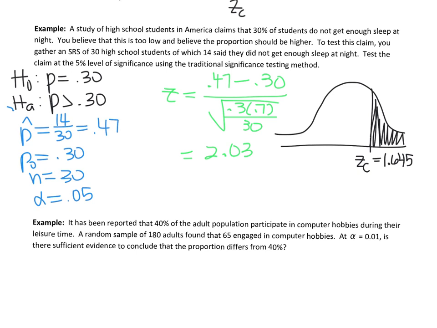So our next question, is our Z score 2.03 in our critical region? And the answer is yes, because 2.03 is greater than 1.645, and we've got the upper region. So because it is within our critical region, we reject the null hypothesis. And I'm not going to write the conclusion. You can do that on your own. But what this means is there is evidence to show that the proportion of high school students that don't get enough sleep at night is greater than 30%.